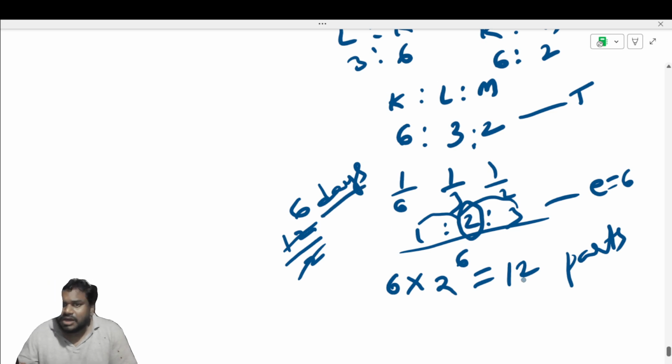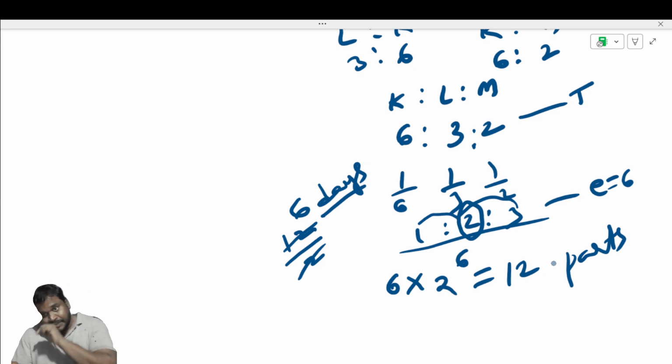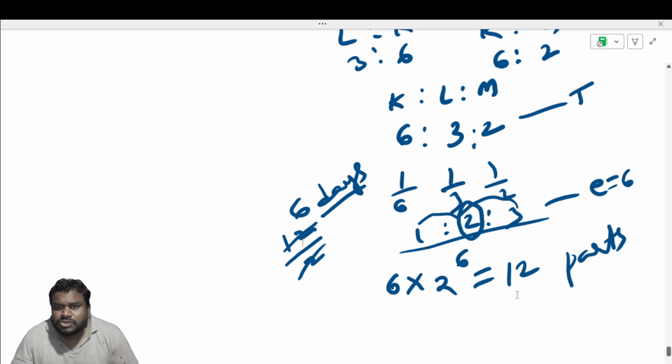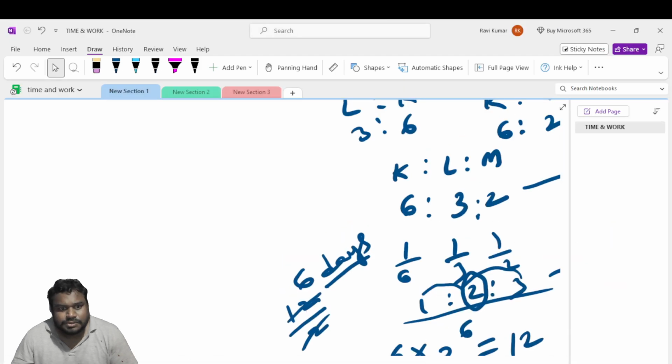For 6 days, if he is working, how much percentage of work will he be able to finish? You can do that here. How many parts of work are there? 12. And 12 by 2 is 6 days of work. So 6 days of work he can do to finish the 12 parts of work alone. That is the number of days taken by the person to finish the work alone.